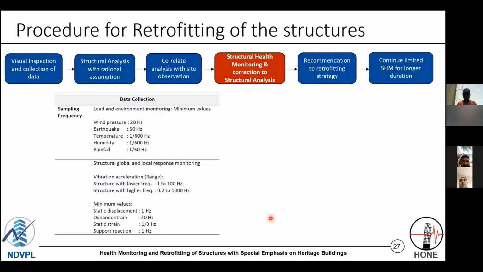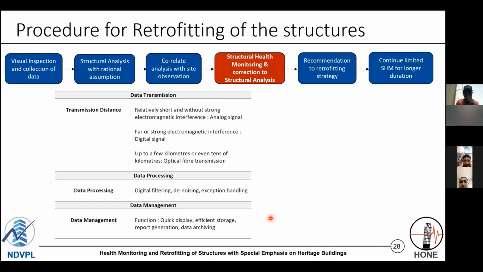You need to define sampling frequency for doing the structural health monitoring, how frequently you need to take the readings. You need to decide where you are going to put the data acquisition system and data processing system. Based on transmission distance, you need to decide what kind of sensor system should be installed.